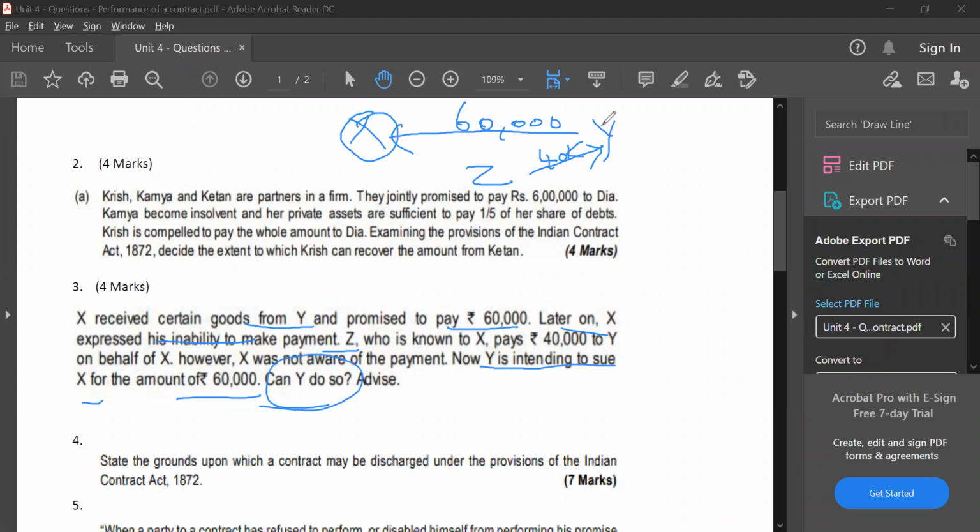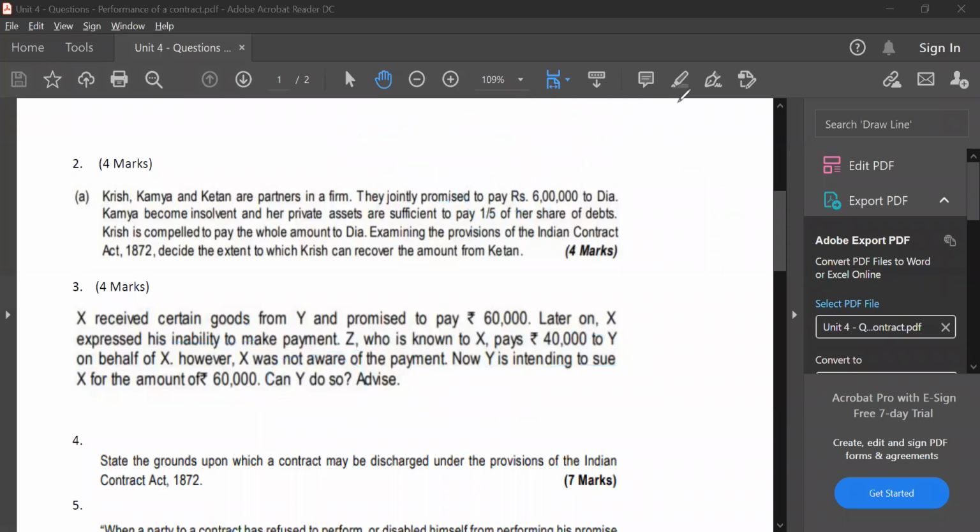So what they're asking is if Y can recover the entire amount from X? No. See, the concept is consideration can be paid either by the promisor or any third party. Who is the third party here? Z. So Y got 40,000. He can only claim the balance 20,000 from X. So this is the answer for question number 3.